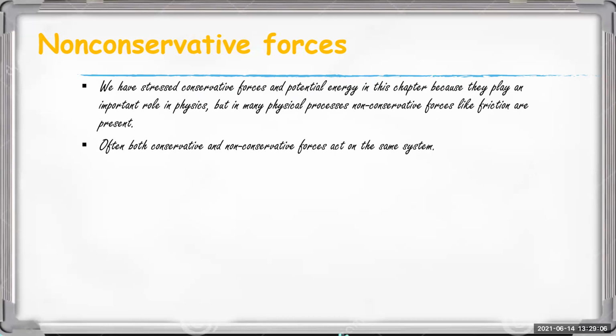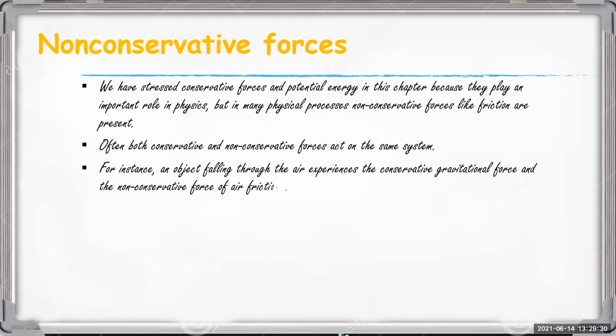In some cases, if we consider systems, both conservative and non-conservative forces act on the same system. For example, an object falling through air experiences the conservative gravitational force and the non-conservative force of air friction.